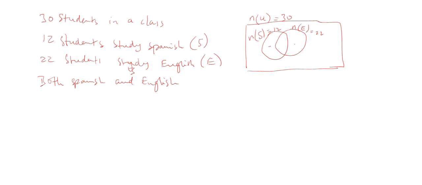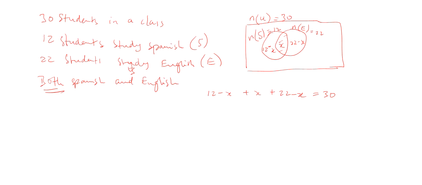So they want to find the amount that study Spanish and English. Let's call the intersection the region representing both Spanish and English. This piece in the middle here is the "both". So if this is x, it means that this here is 12 minus x, and this is 22 minus x. In order to solve this, we say 12 minus x plus x, meaning we are adding everything within the two circles. So 12 minus x plus 22 minus x gives me 30.